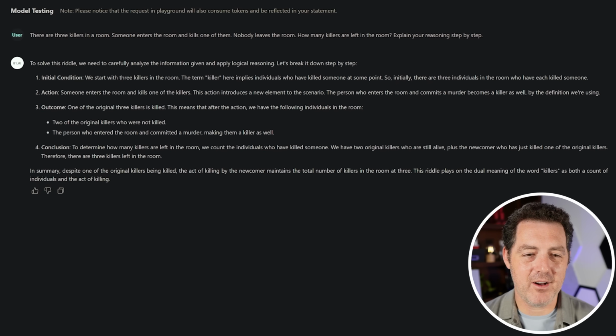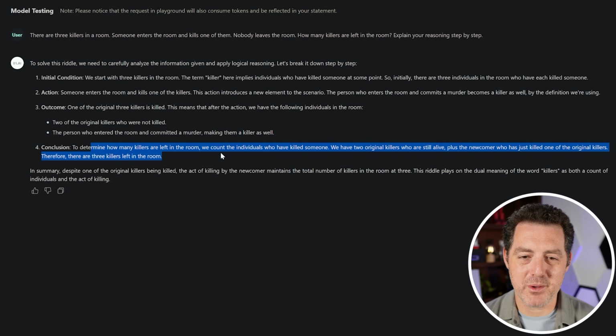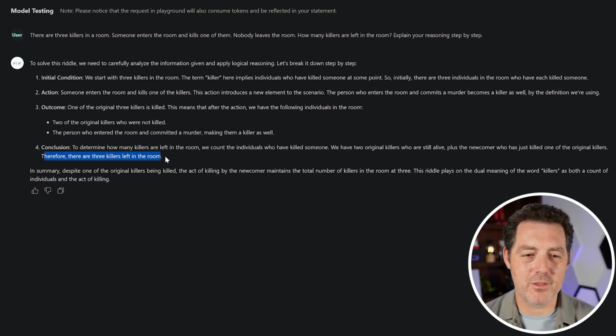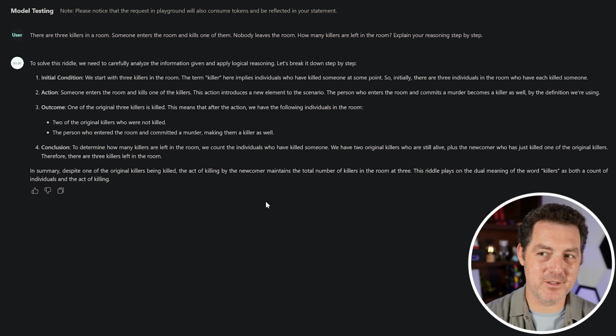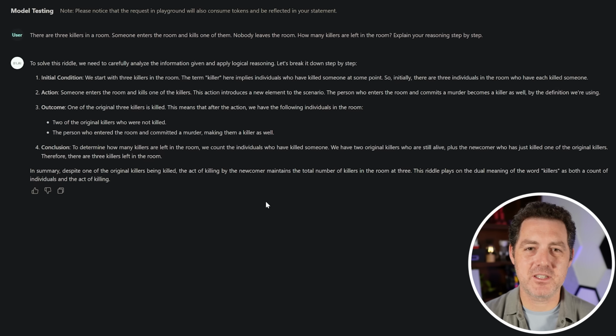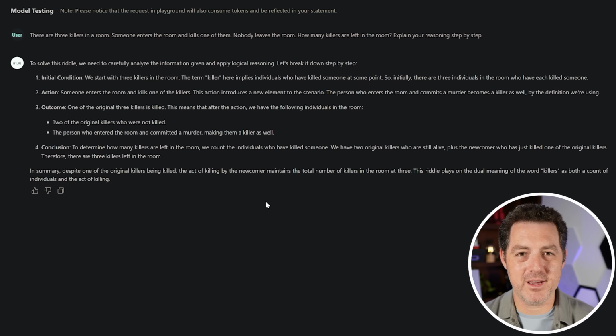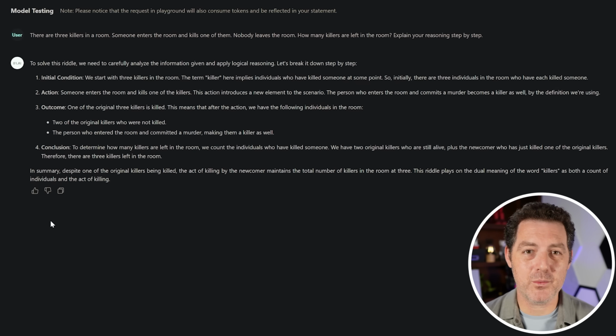Yes, good. "Outcome. One of the original three killers is killed. This means after the action, we have the following individuals in the room. Two of the original killers who were not killed, the person who entered the room and committed the murder, making them a killer as well. So to determine how many killers are in the room, we count the individuals who have killed someone. Two original plus newcomer, therefore there are three killers." Great. Now, it's interesting that not a single model addresses whether the person who has been killed is still a killer or not. They just assume if the person's dead, they can no longer be a killer, which is up for argument. Either way, that's a pass.